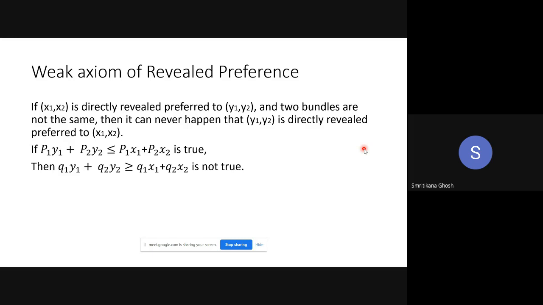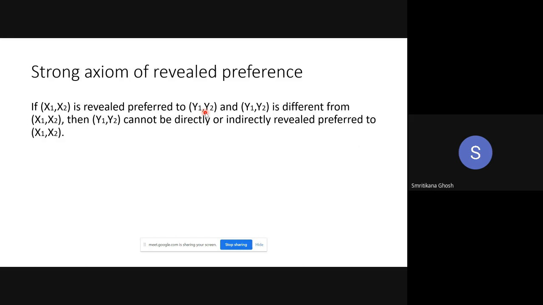So what is strong axiom? Very simple. Weak axiom is about directly revealed preferred to. But what about indirectly revealed preferred to? The strong axiom is saying about revealed preferred. It may be direct, it may be indirect, whatever it is. If x1, x2 is revealed preferred to y1, y2, maybe directly, maybe indirectly, and they are different, then y1, y2 cannot be revealed preferred to x1, x2. So that is why it's strong.